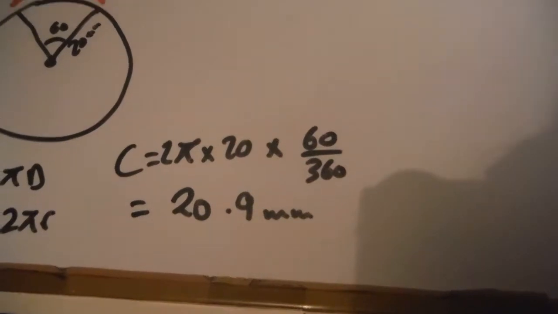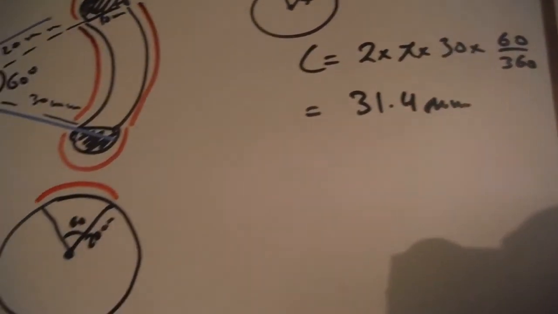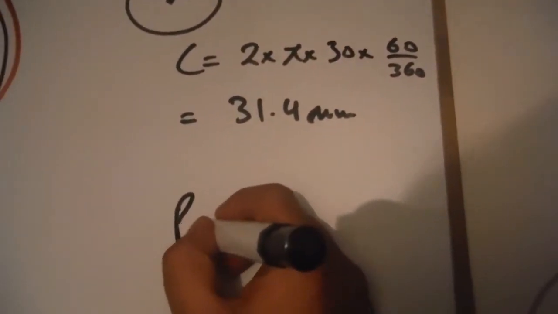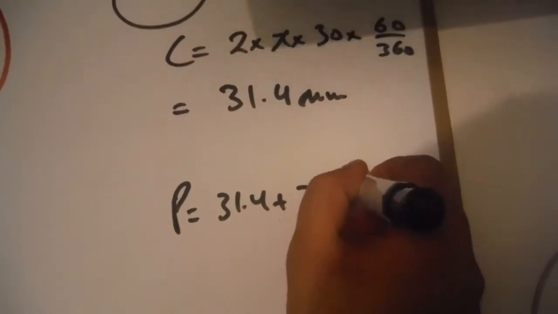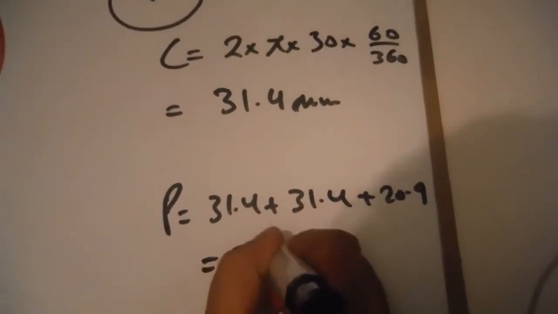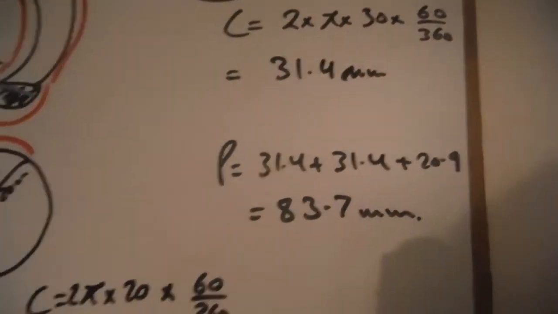Now what we're actually going to do is add all these answers up together. So if we add all the perimeters, it's going to be 31.4 plus 31.4 plus 20.9, which is going to be 83.7 millimeters. That is going to be the perimeter for the whole shape.